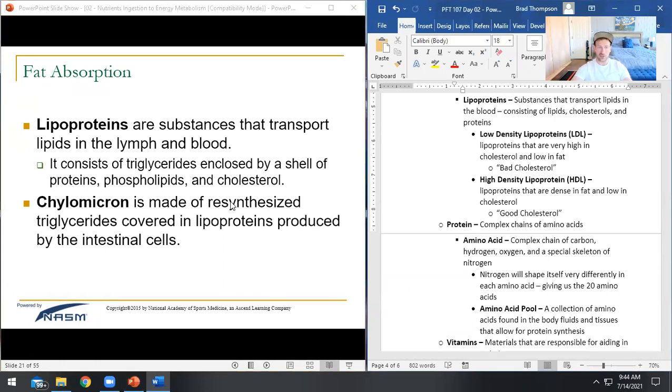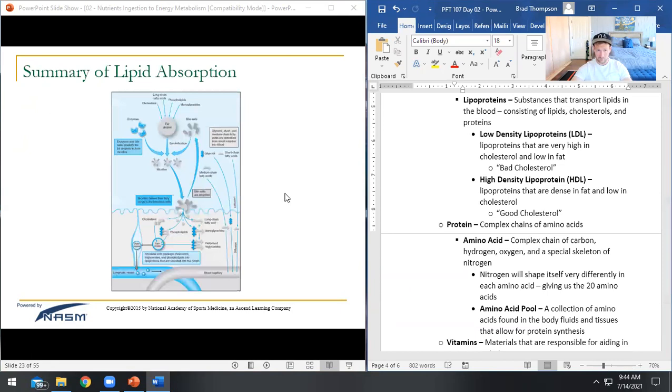You have two major classifications. LDL cholesterol, which is your low density lipoproteins. They are basically high in cholesterol and low in fat. This is often what we think of as your bad cholesterol, versus your high density lipoproteins, which are dense in fat and low in cholesterol. This is your good cholesterol.